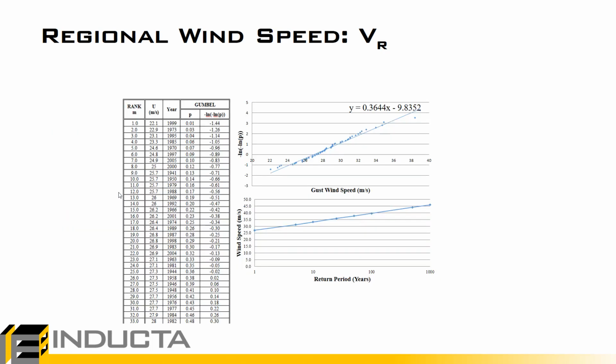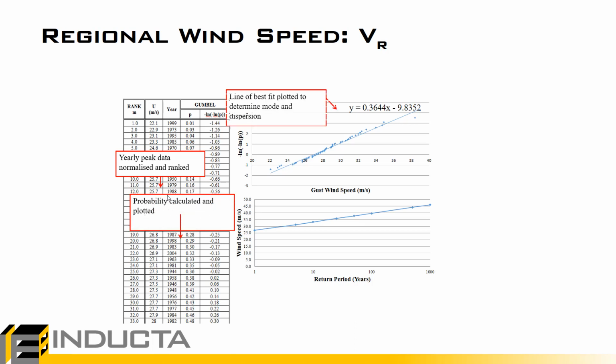Well, in short, the answer is statistics. So what we have here is the yearly peak data for this particular location that is normalized and ranked. So we have basically wind speeds, peak wind speeds from various years. The probability is calculated and plotted. And then a line of best fit is plotted to determine mode and dispersion.